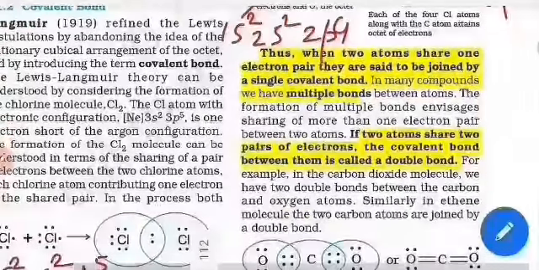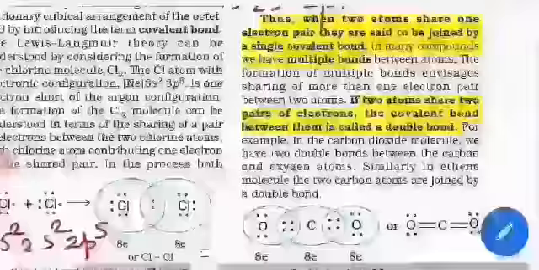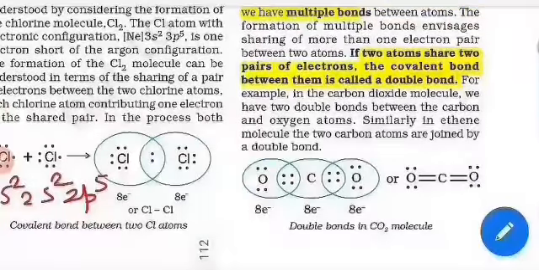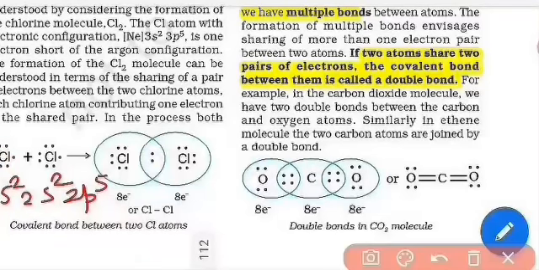So when two atoms share 1 electron pair, they are said to be joined by a single covalent bond. If two atoms share 2 pairs of electrons, then the covalent bond between them is called a double bond, and it can be explained by using formation of carbon dioxide with carbon and oxygen. Here carbon and oxygen share 2 electrons with each other, and hence they are bonded by a double bond.